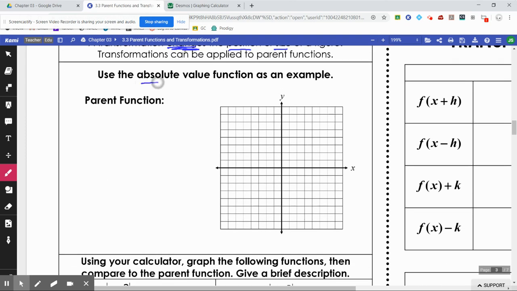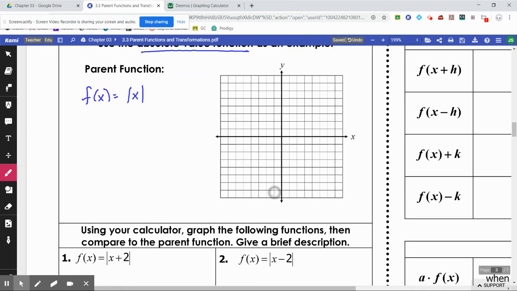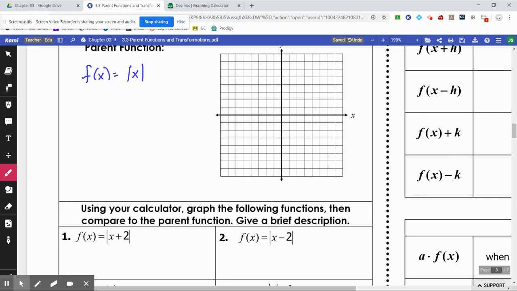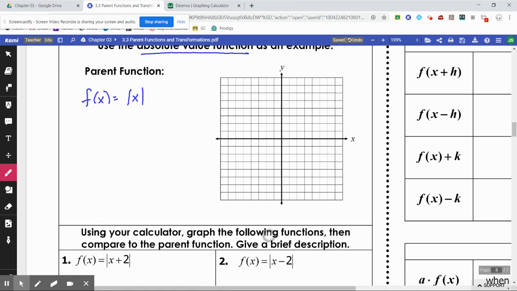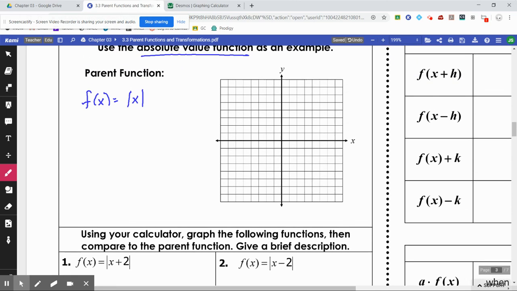It says use the absolute value function as an example. So what we're going to do is take y equals the absolute value of x, and we're going to graph it and study it. We're going to see what happens when I add 2 or subtract 2 from x, what happens when I add 2 and subtract 2 from the function, and when I multiply, how that changes my graph. So let's start by graphing the absolute value of x for you. If you don't remember, an absolute value graph is a V-shaped graph.